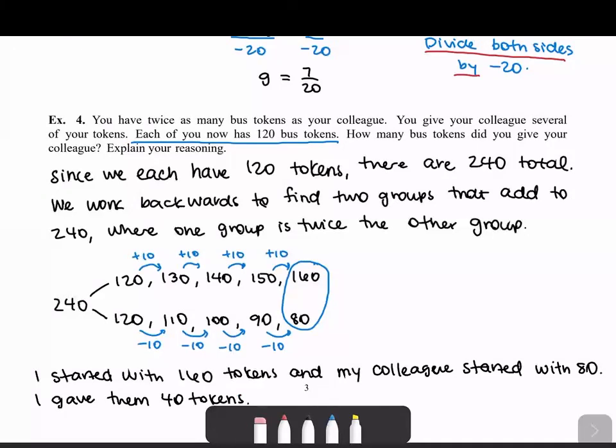So the book also talks about one-step versus two-step equations. We didn't really make that distinction. We just solved the equations, right? We all know how to do that. So that's going to be it for this section, and that's it for this video.